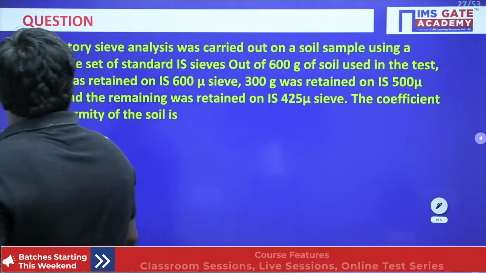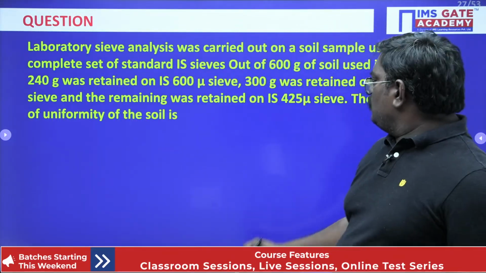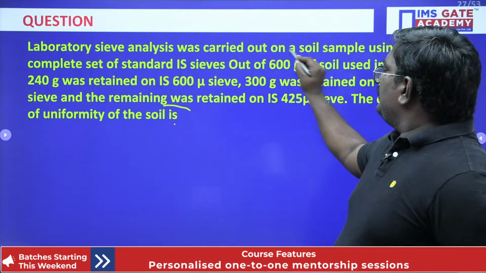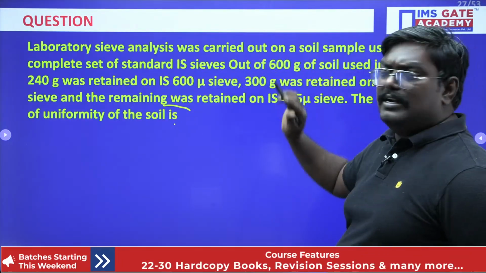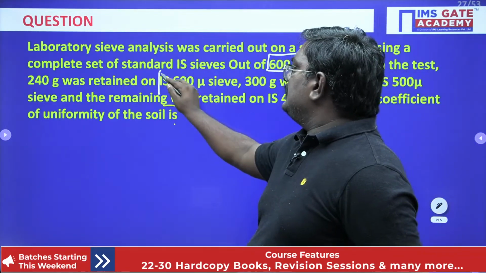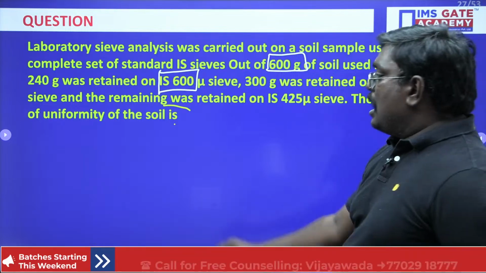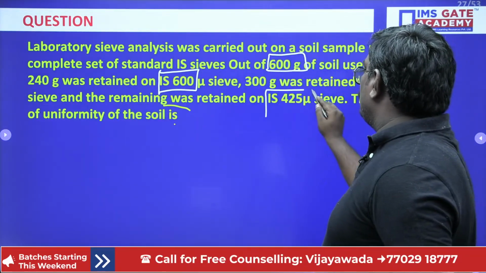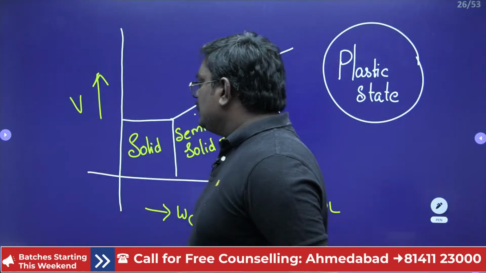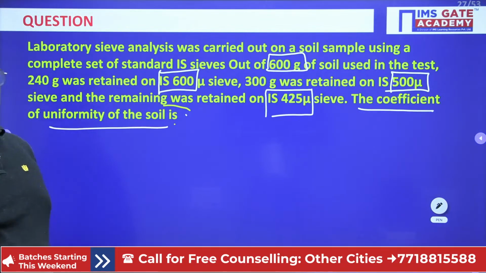Now see, students, this is another beautiful question. They have asked you what is the coefficient of uniformity. The question was: a laboratory sieve analysis was carried out using a complete set of standard sieves. Out of 600 grams of soil, 240 grams was retained on the IS 600 micron sieve, 300 grams was retained on the 500 micron sieve, and the remaining was retained on the IS 425 micron sieve. What is the coefficient of uniformity of the soil? Just give a try, students.